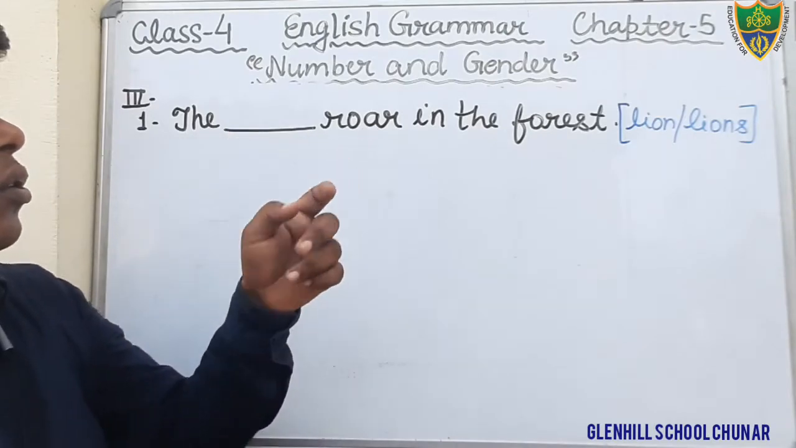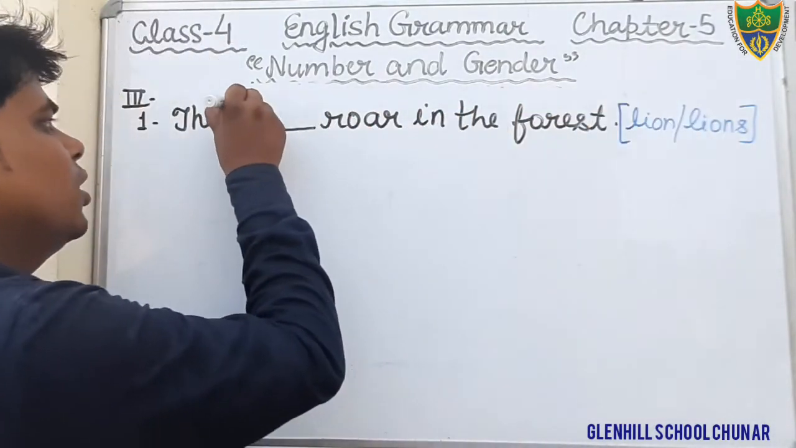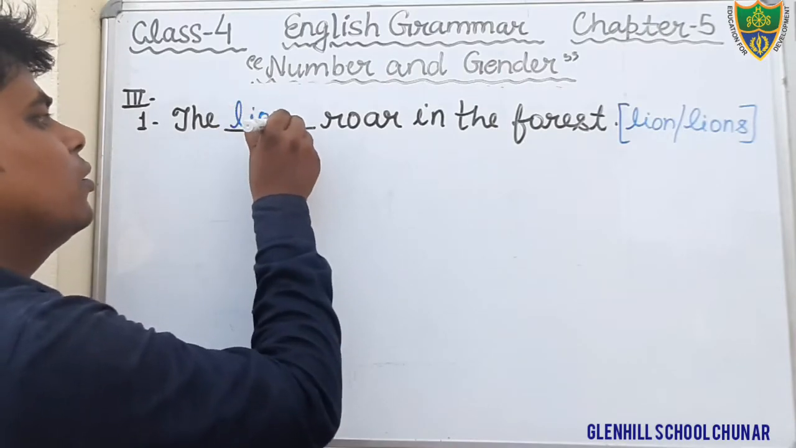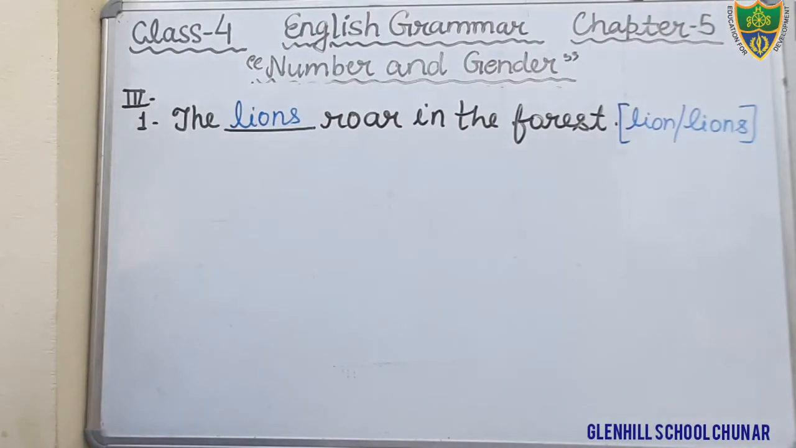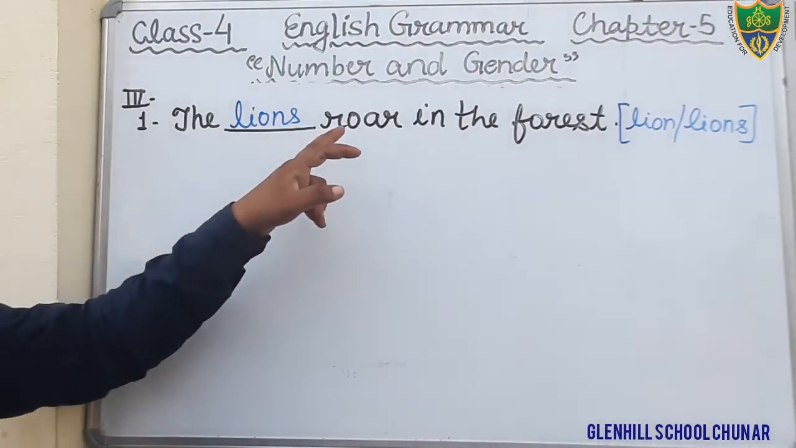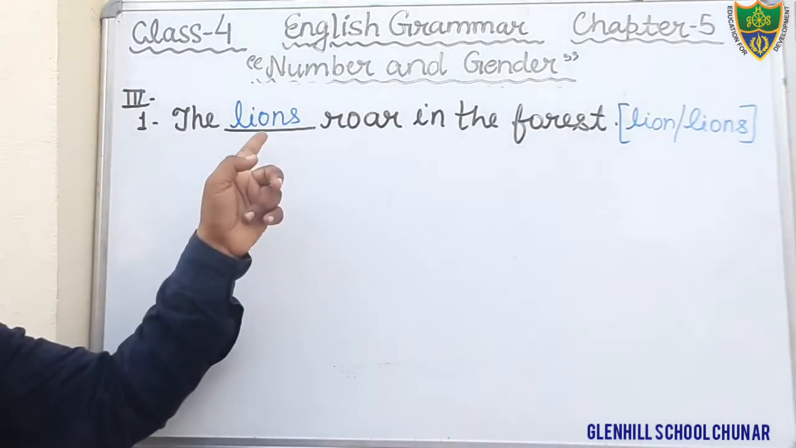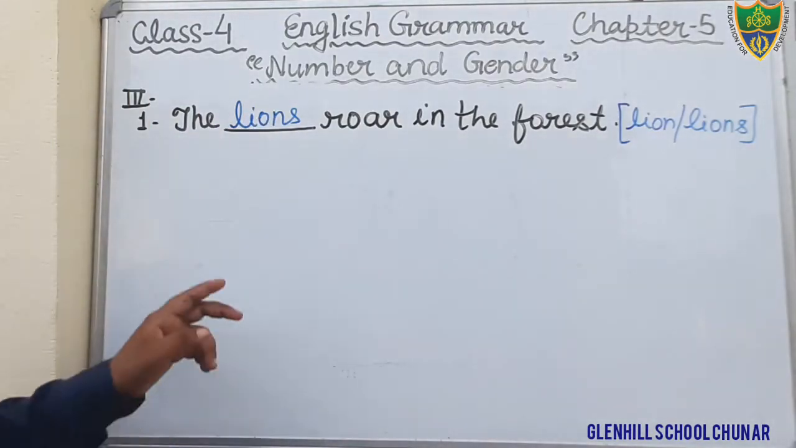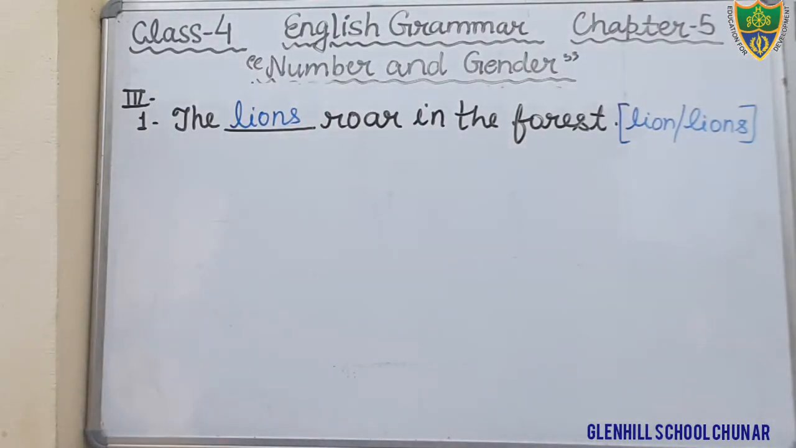Here you will fill in lions. You have to fill in the plural, because here the verb is used in the plural form. Therefore you will also fill the noun in the plural form. So you will fill here: the lions roar in the forest. Okay students, just fill here lions.